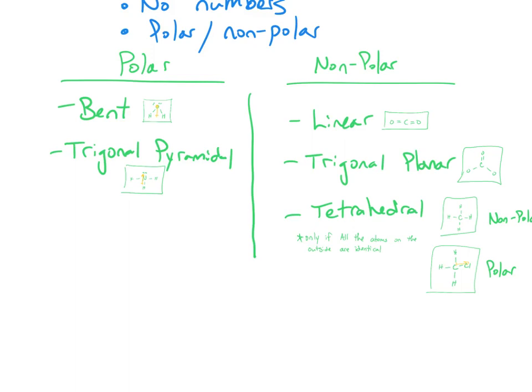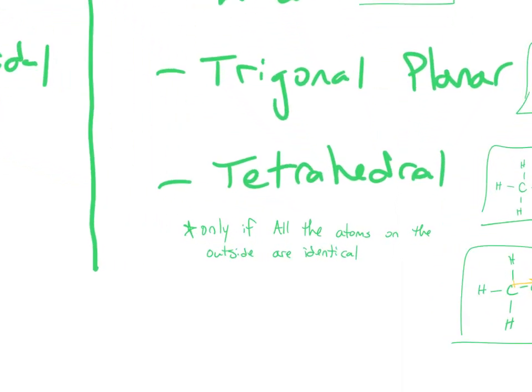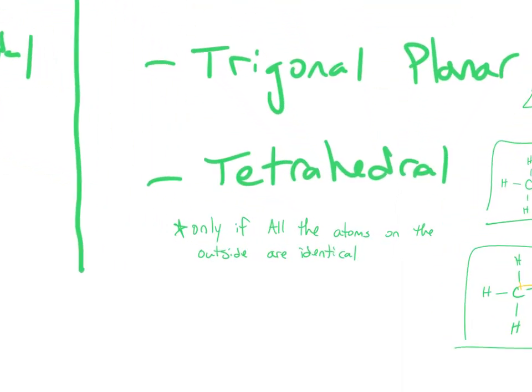If they are bent or trigonal pyramidal, they are polar, and if they're linear, trigonal planar, or tetrahedral, they're nonpolar. The only thing you got to check for is if it's a nonpolar shape, check to make sure it's actually nonpolar by making sure all the atoms on the outside are identical. If any one, two, or three change, it becomes a polar molecule.